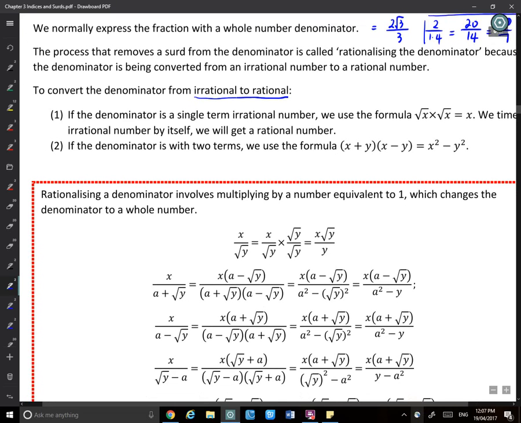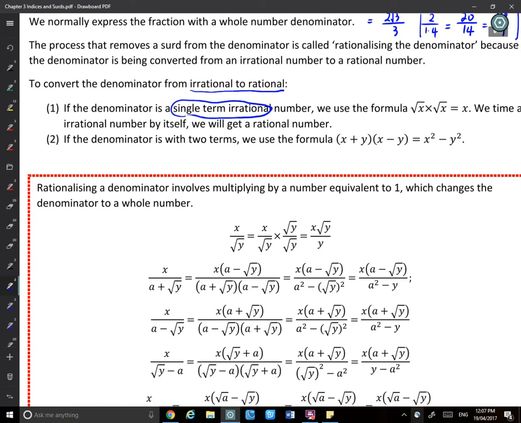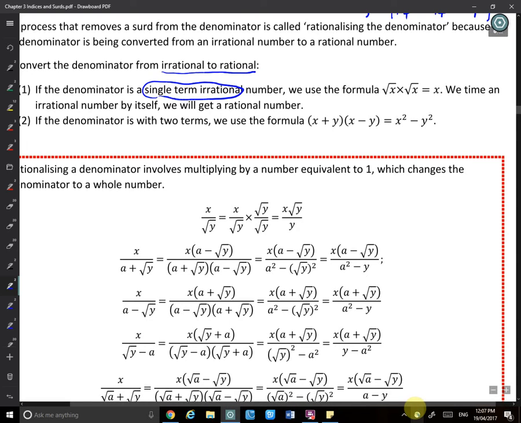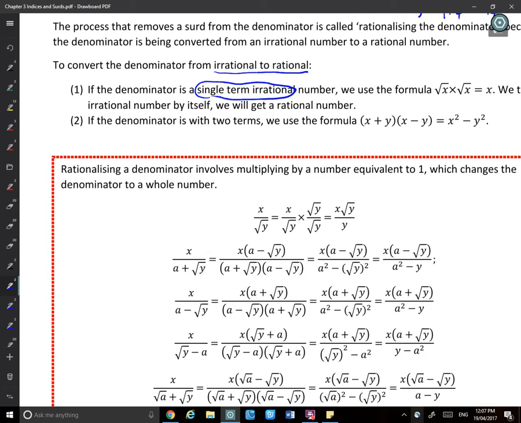Look at this line. Number 1, if the denominator is a single term irrational, like root 3, root 5, root 0.4, a single number, then we use the formula root x times root x equals x. Root x times root x directly gets rid of the root and it becomes rational. That is the case we just talked about.